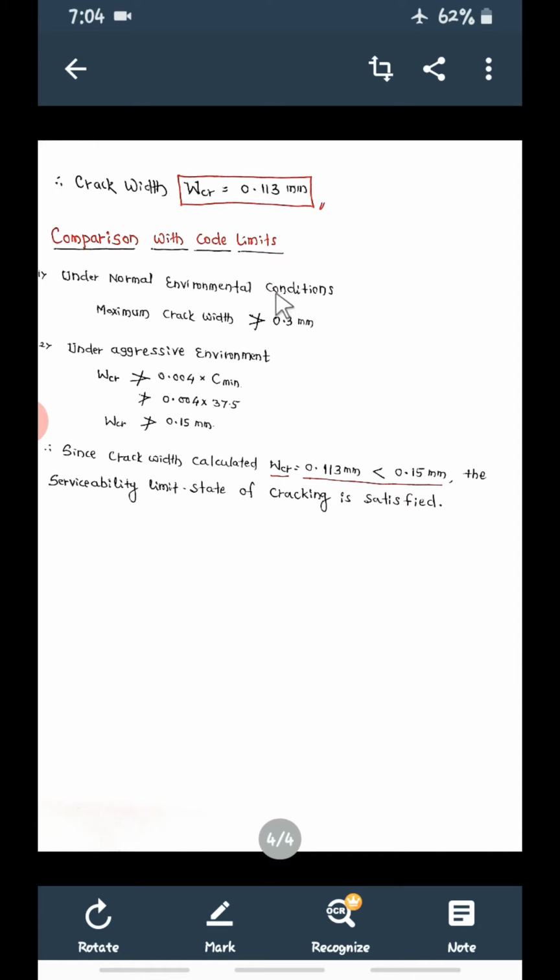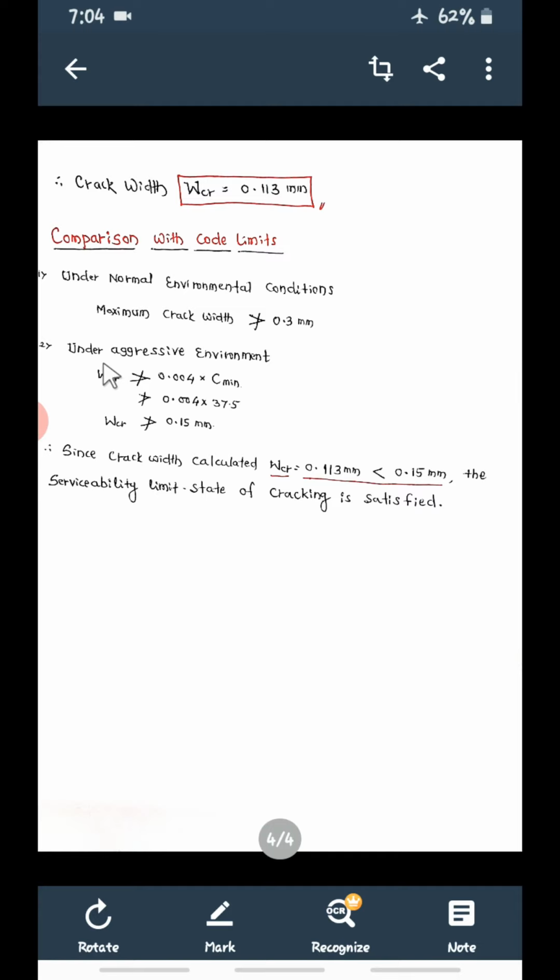So here, the conditions are not given in the problem. The normal environmental condition is not given. But anyhow, whatever we calculate should not be greater than 0.3 mm for the normal environmental condition.